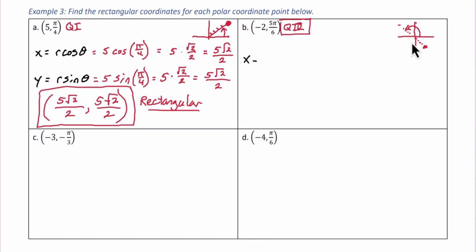Looking at our formulas, x is r cosine theta. r, we are told, is negative 2, and we're trying to find the cosine of the given angle, 5 pi over 6.